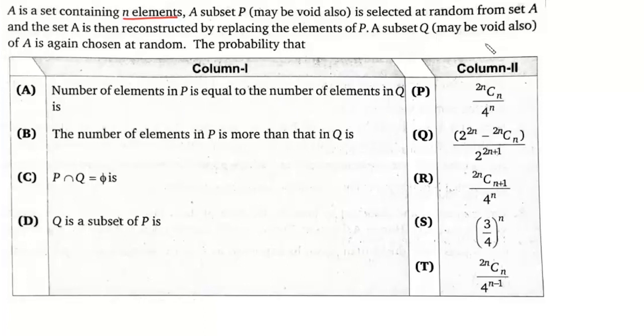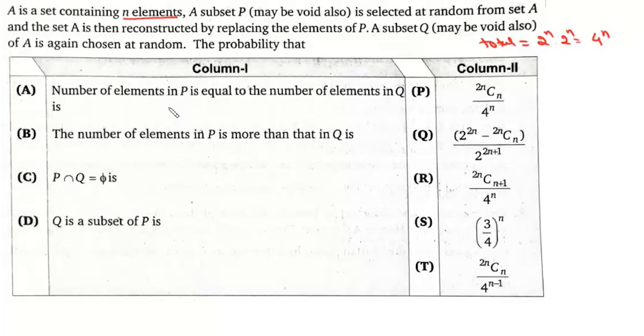Now the total number of ways of choosing P and Q will be, for P we have 2 choices for each element, so there will be 2 into 2 into 2 n times, and for Q also it will be 2 into 2 into 2 n times. So the total number of ways of choosing P and Q will be 4 to the power n.